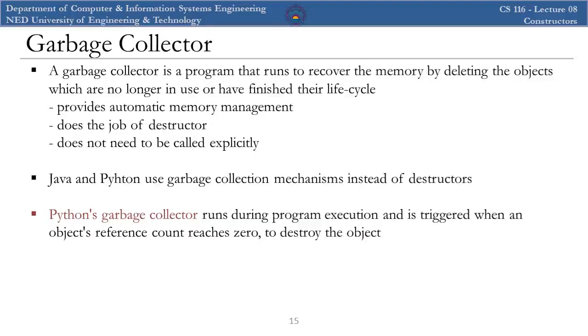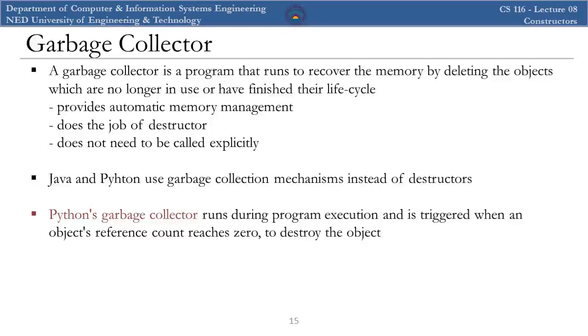Now this is what I've already told you. Python's garbage collector runs during program execution and is triggered when an object's reference count reaches 0. Actually, reference count is the number of variable names that are linked to that object. Let's suppose x equals 3 and y equals 3. That means 3 has been referenced by 2 variable names. So the reference count is 2. So if I change y to some other value, reference count becomes 1. And then, let's suppose I change x to some other value, 2. Then the reference count of 3 will become 0, right? And in that case, the garbage collector will find it useless and will destroy it.